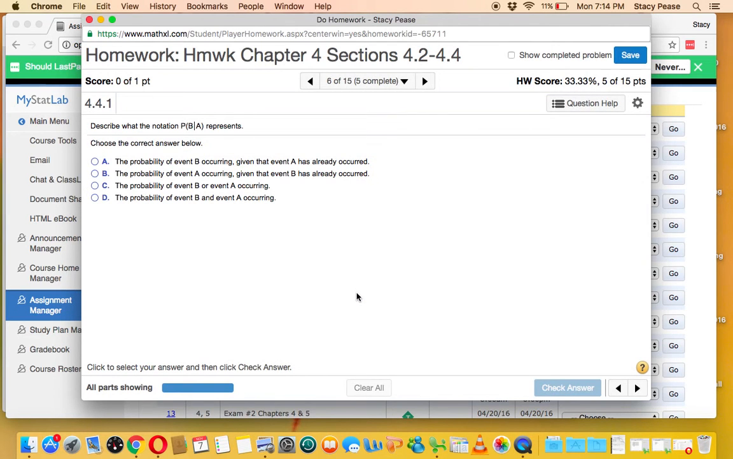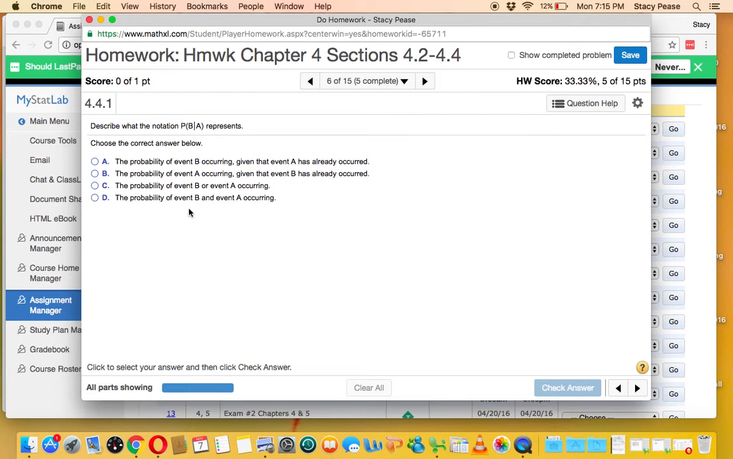Okay, next. This notation. And we learned about this in section 4.4 on the multiplication rule. I told you guys in class that this indicates the probability of event B occurring. And I said that this line represents the words given that event A has already occurred. So again, this notation means the probability that event B occurs given that event A has already occurred. So let's find that option.